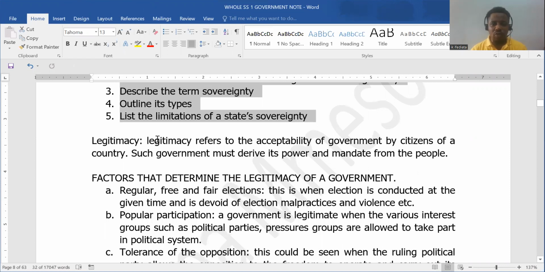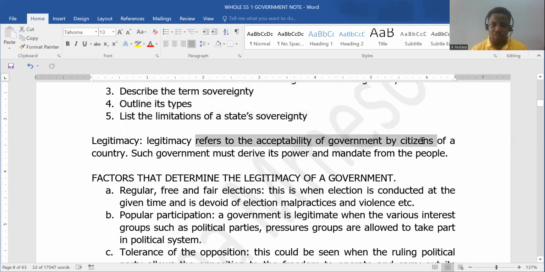So when we say a government is legitimate, we're simply trying to say that that government has the people's backing. If you look here, it says it refers to the acceptability of a government by its citizens. That means the people gave these governments in power their mandates. Most often it is done through election. That means the people elected this government and put them in that position to govern them, right? So such a government must derive its power and mandate from the people. We're just saying the same thing in different words.